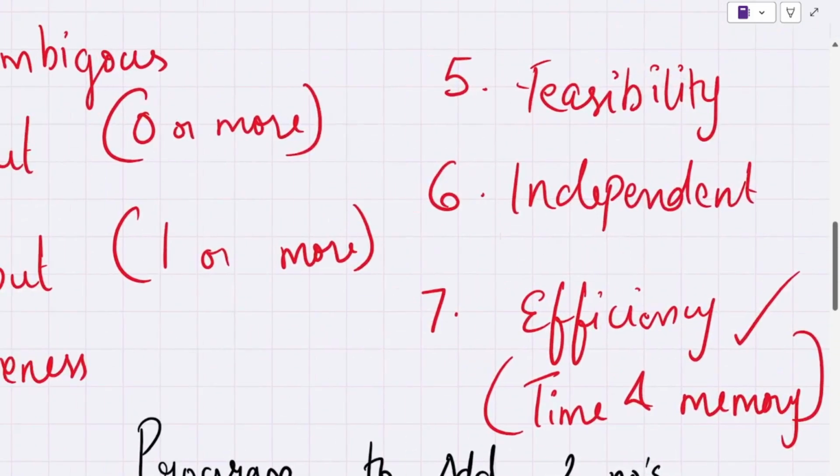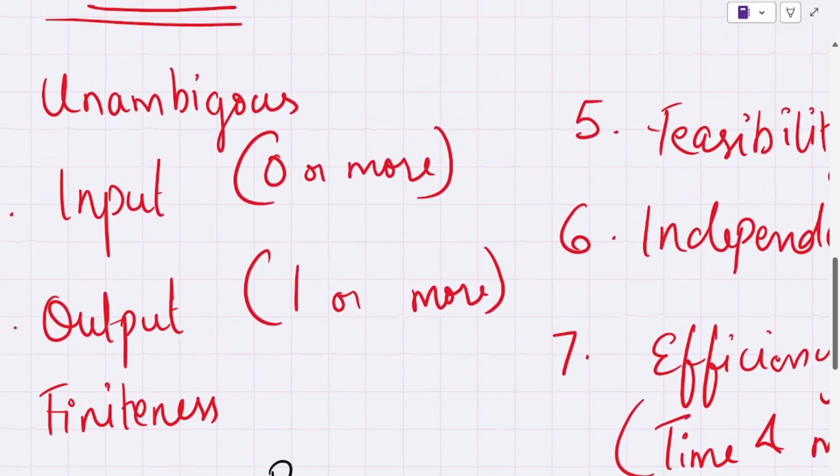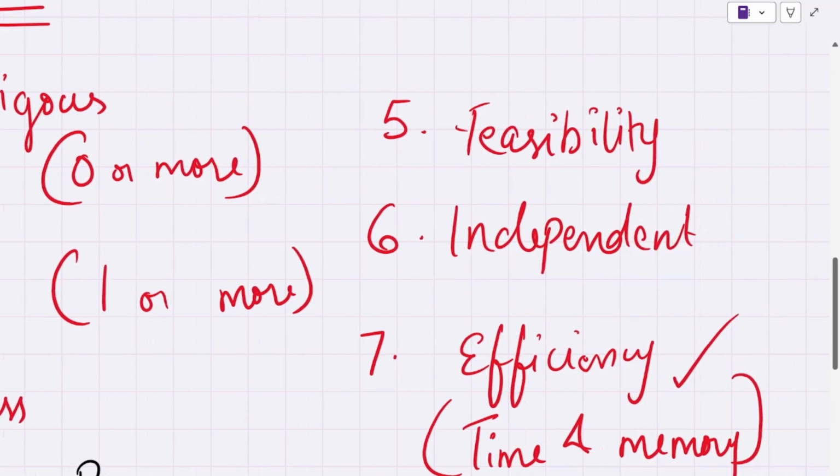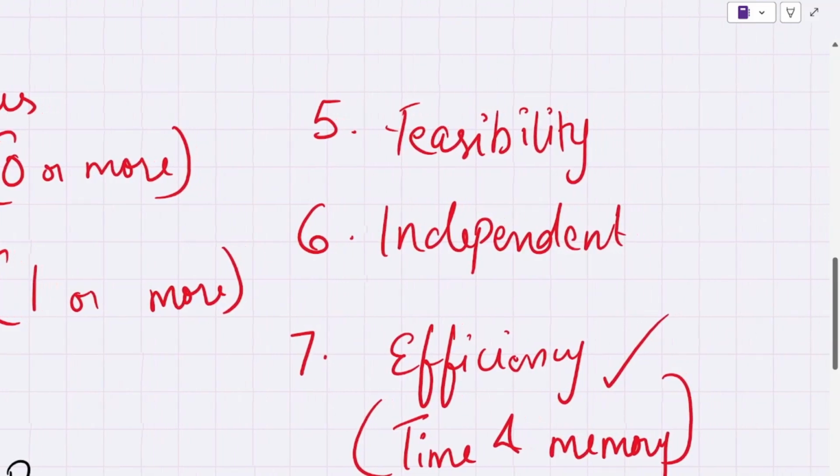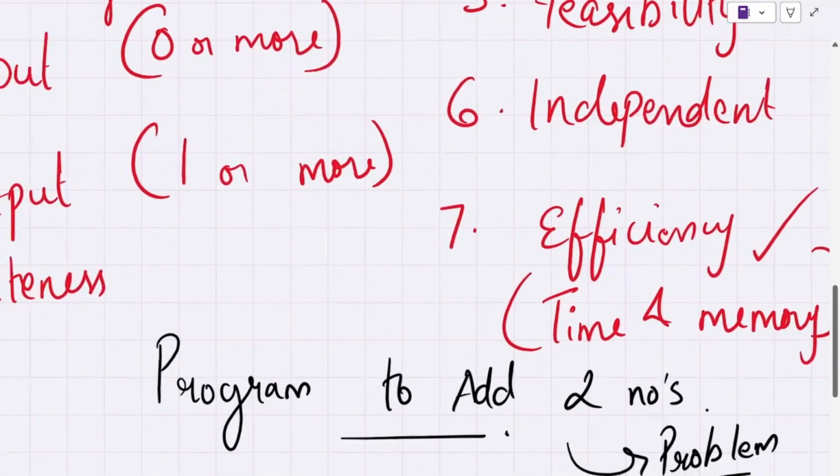In the previous class we went through what the characteristics of an algorithm are. What all did we learn? We learned about unambiguous. I hope you remember what it is. We learned the characteristics: unambiguous, input (0 or more inputs), output (1 or more outputs), finiteness, feasibility, independent, efficiency, time, and memory. We learned all these things in the last video. If you have any doubt in the previous session, please go and watch the video if you haven't watched it yet.